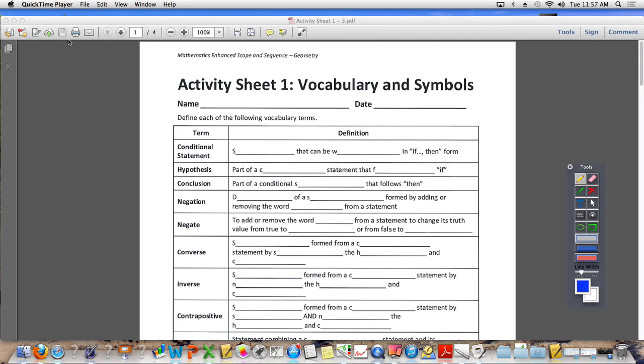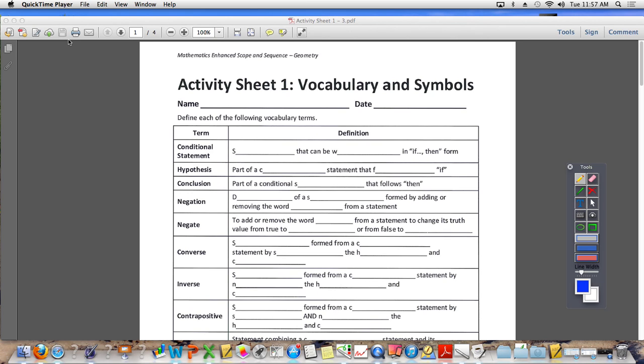Alright, so you should each have in front of you activity sheet 1, vocabulary and symbols. And you should notice the front page is a bunch of fill in blanks. So we're going to go through this, not too quickly, but quick enough because you're just pretty much copying things down. What's a conditional statement?